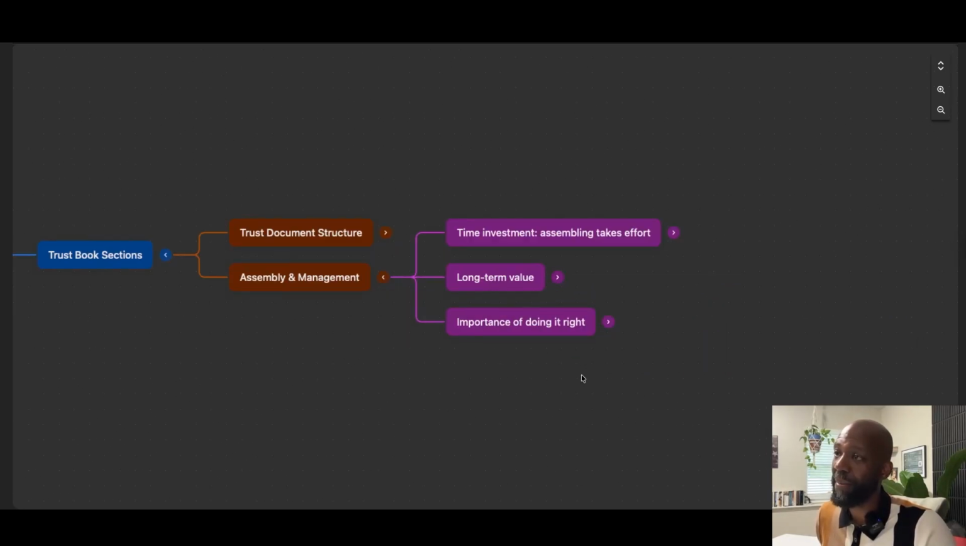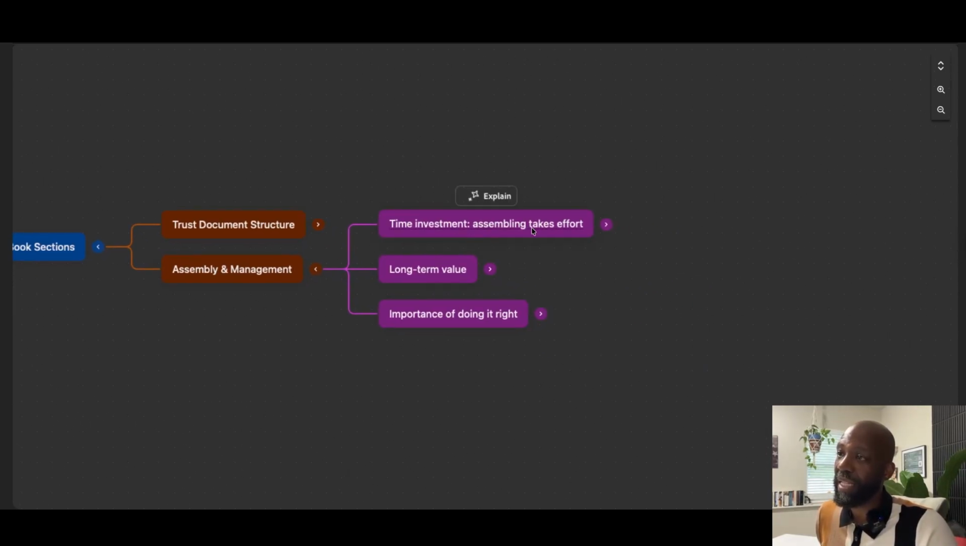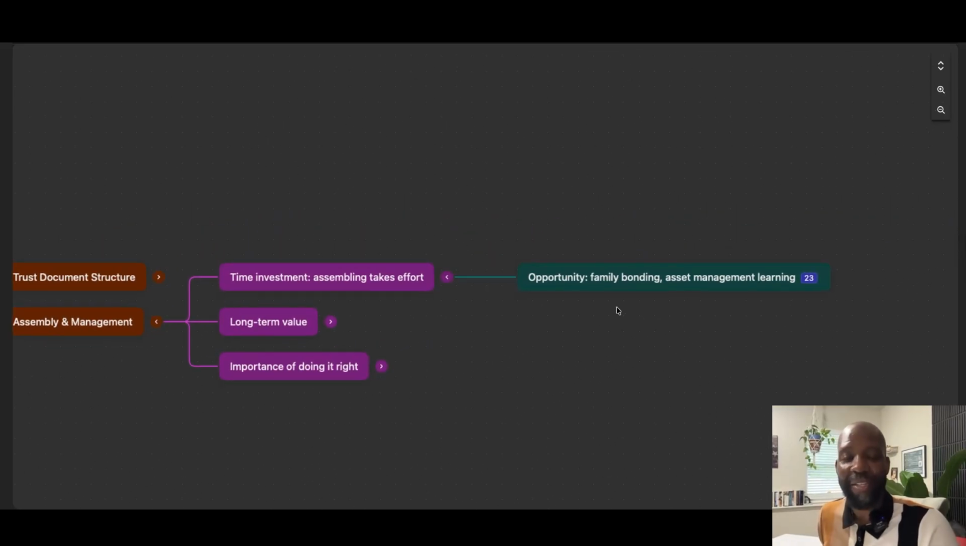Okay, so we got assembly and management, time investment. Assembly takes effort. Self-explanatory. You have to have the time. You have to take your time and put this together. It's a lot of paperwork. It's a lot of writing. And I told you I'm going to show you what the table of contents looks like for a trust.